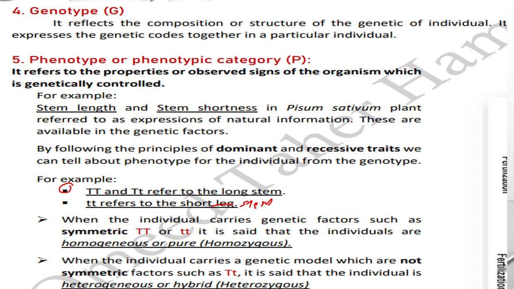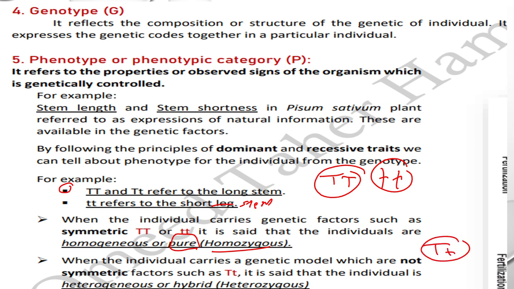And there is something else you should know. Whenever you see two identical letters, like T capital, T capital, or T small, T small, we call them pure, or homozygous, or homogeneous. Why? Because both alleles are the same. But whenever the two letters are different, they are hybrid, two different alleles, or heterogeneous, or we can call it heterozygous. We can use these terms.